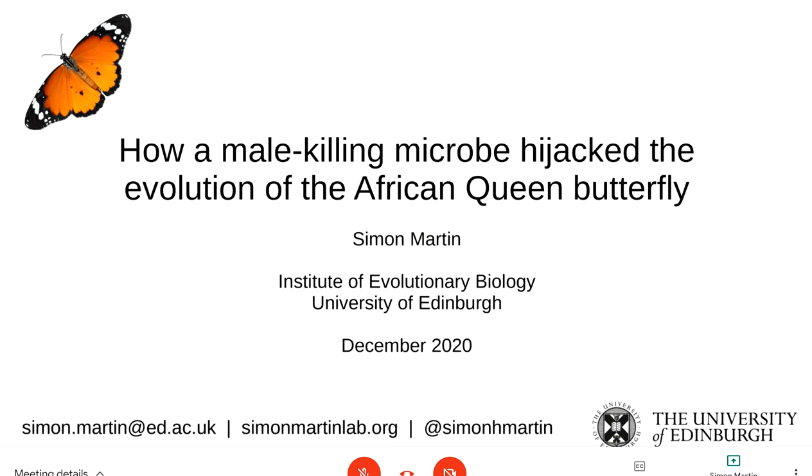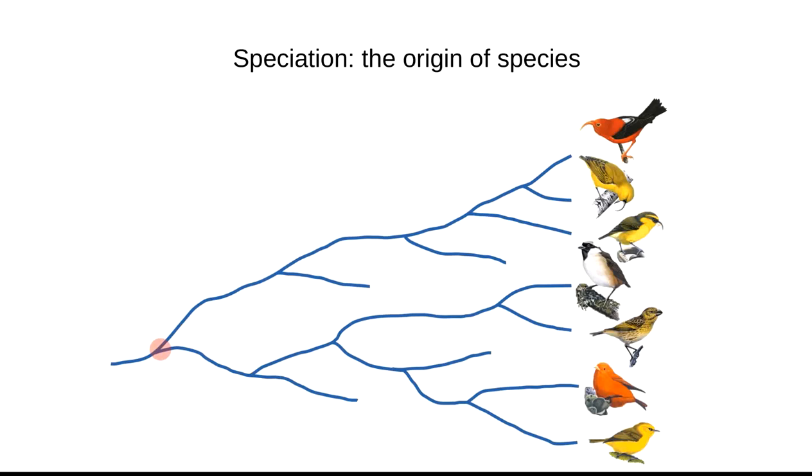So, as Daniel said, I'm an evolutionary biologist, and evolutionary genetics is where I focus my work. I'm interested in processes that alter the genetic makeup of populations and that either maintain or create new genetic diversity. And probably the most fundamental process underlying the origins of genetic diversity is speciation. So speciation is the origin of species.